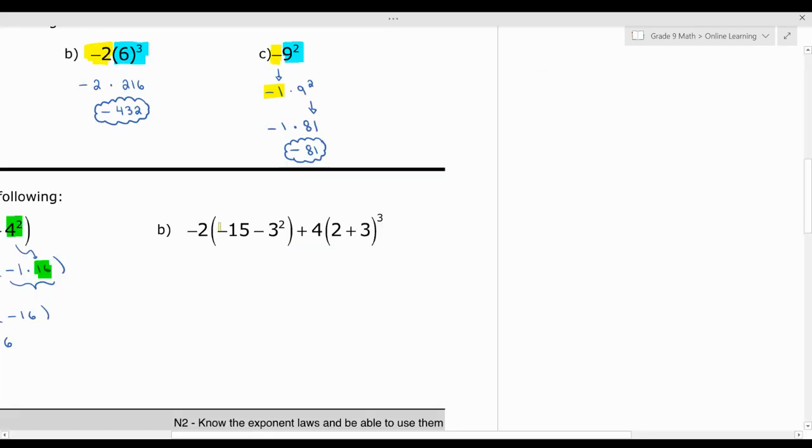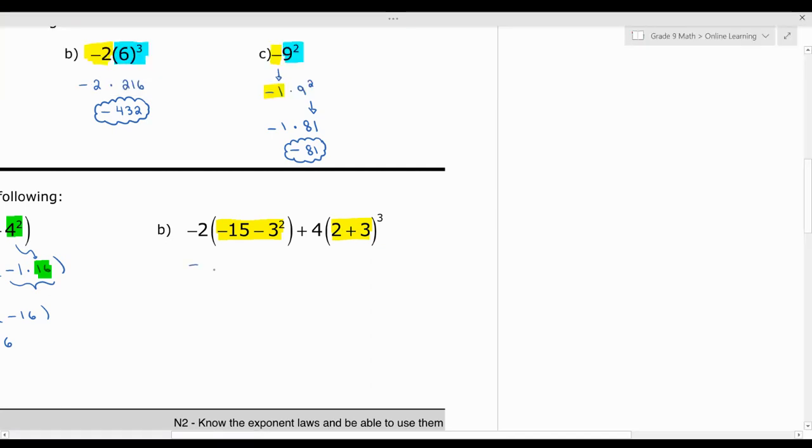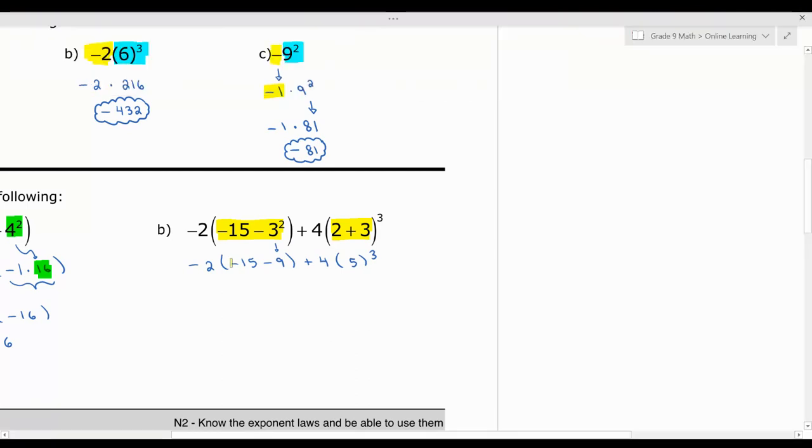Question B, I will notice that now I have brackets that I do need to worry about. So I'm going to clean up those brackets as well as these brackets first. So I will get minus 2 times negative 15 minus 3 squared is 9 plus 4 times 2 plus 3 is 5 to the power 3. So all I've done, I've just cleaned up this power, and then I went 2 plus 3 is 5.